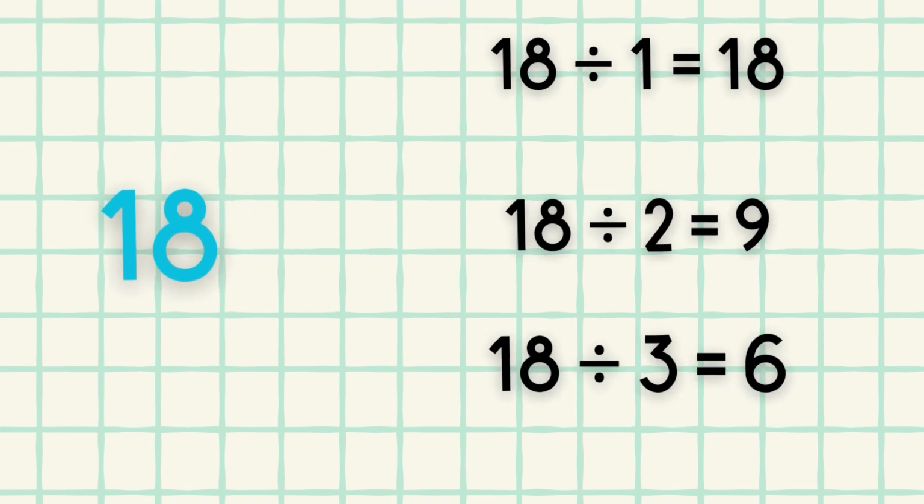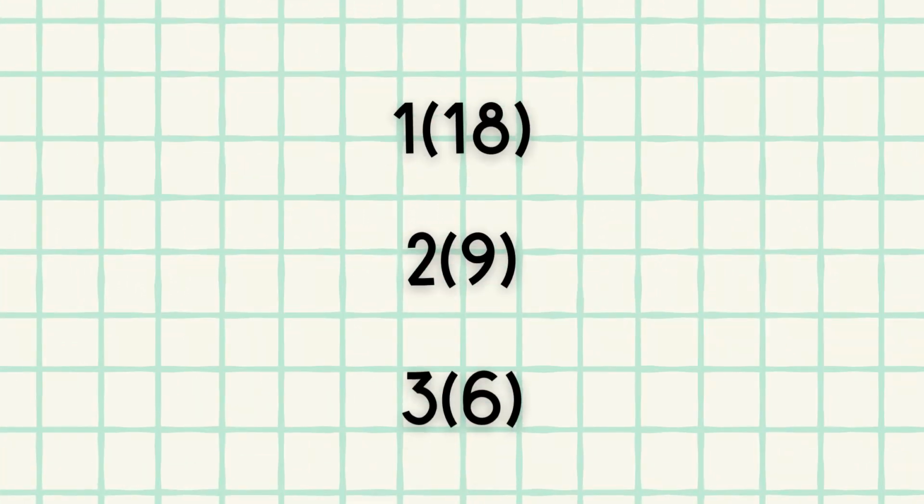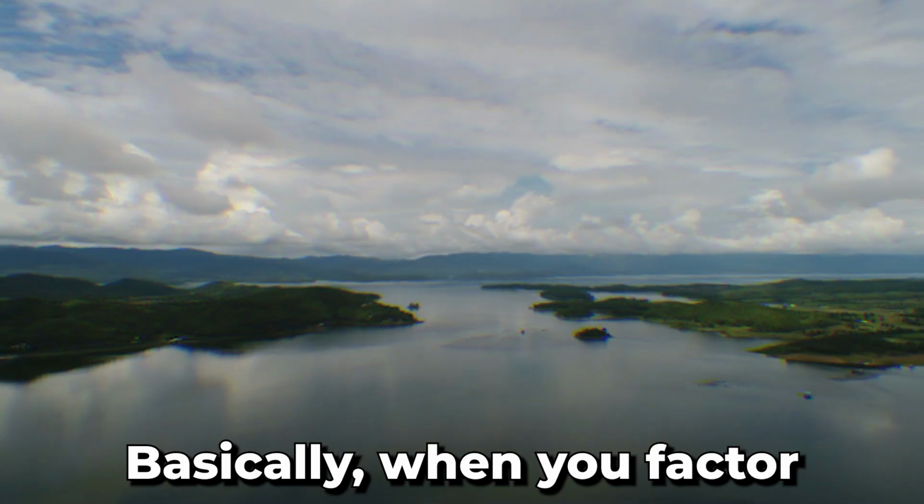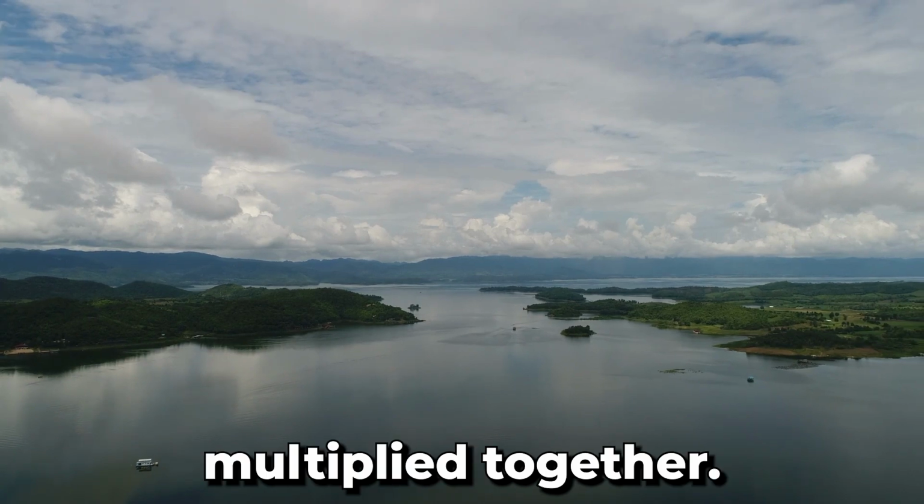Here we have 18. It's divisible by 1, 2, 3, 6, 9, and 18. So these numbers are also its factors. We can factor 18 as 1 times 18, 2 times 9, and 3 times 6, where the parentheses show multiplication. Basically, when you factor a number, you write that number as its factors multiplied together.